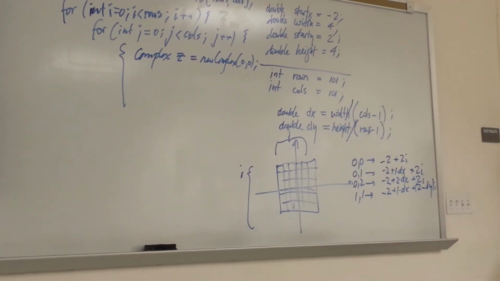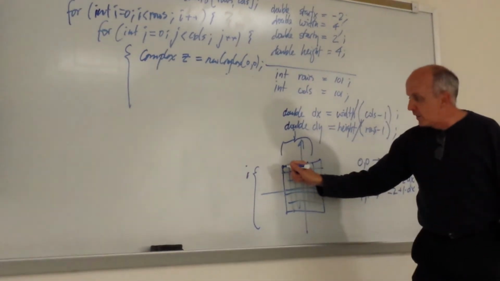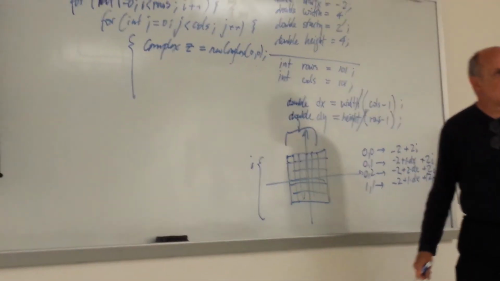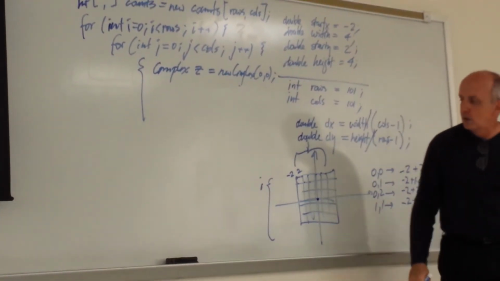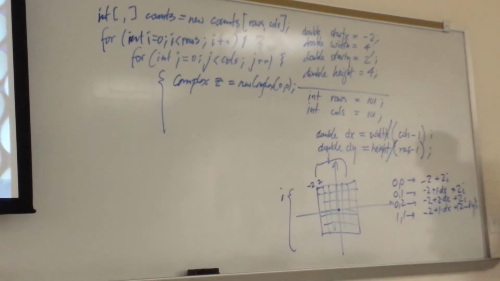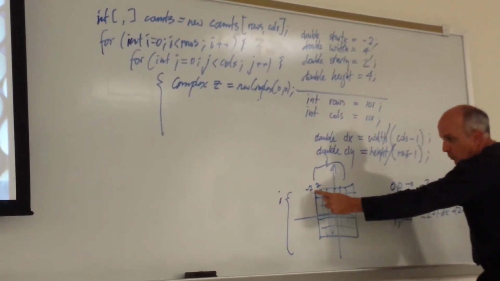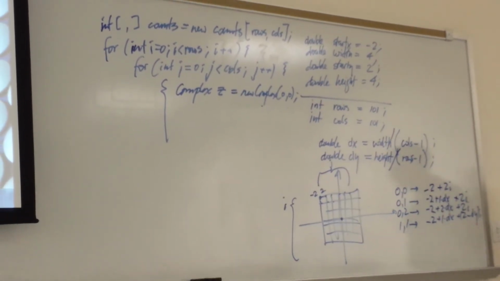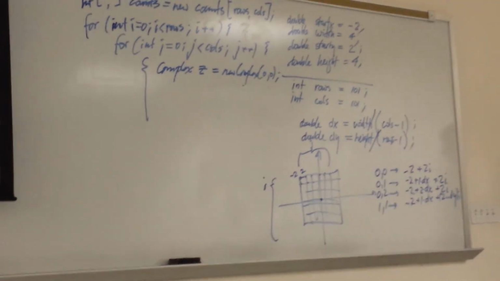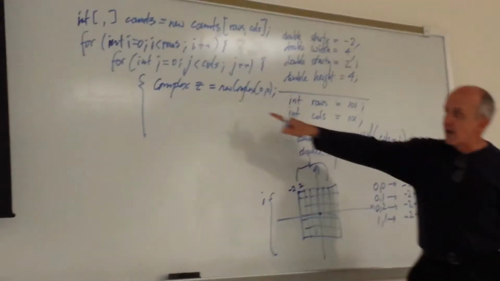So dx and dy are the key to translating between i and j and the complex plane. The complex plane origin is here. This is negative 2, 2. And so it's really just counting how many columns over in the x direction you want to go, how many rows down you want to go. Right, so once I calculate that point, that becomes c.